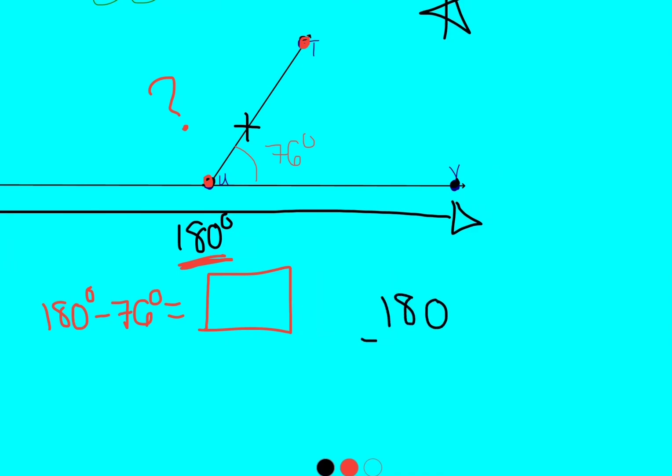180 minus 76. I can't do 0 minus 6. I've got to borrow. That 8 turns to a 7. That 0 turns to a 10. 10 minus 6 is 4. 7 minus 7 is 0. And 1 minus nothing is 1.